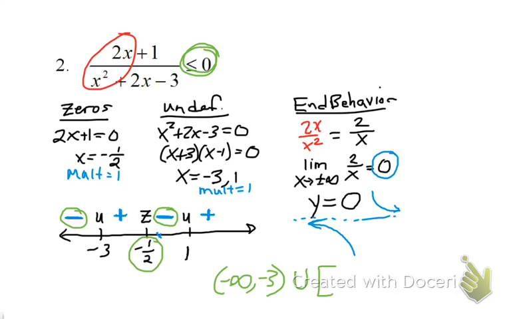union the interval from negative 1/2 to positive 1, again not including positive 1 because it makes the expression undefined. And there's your final answer for that inequality.